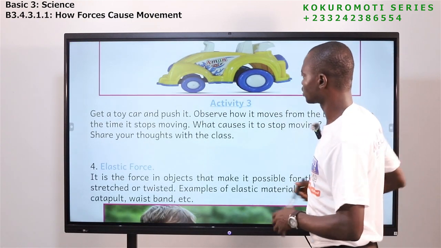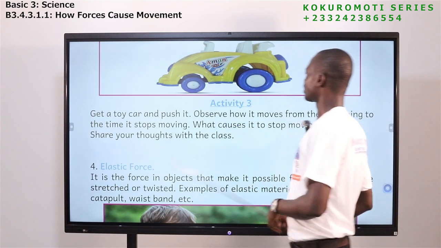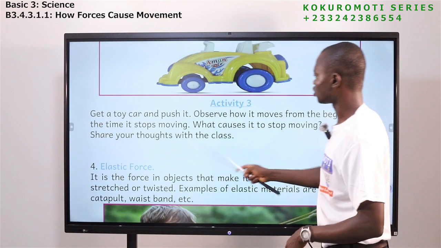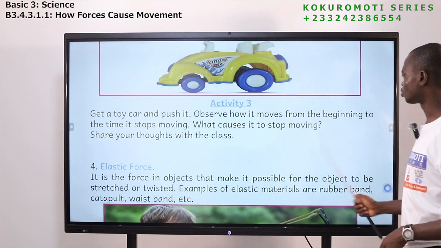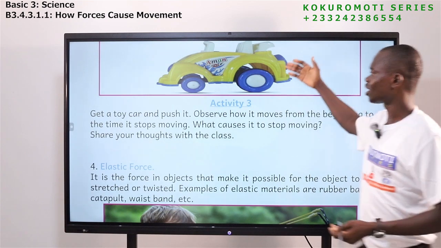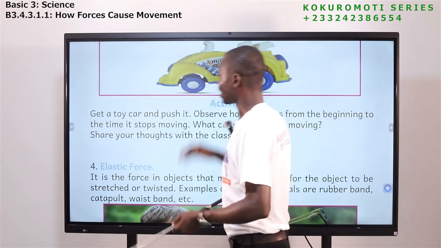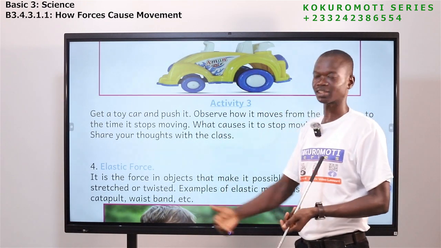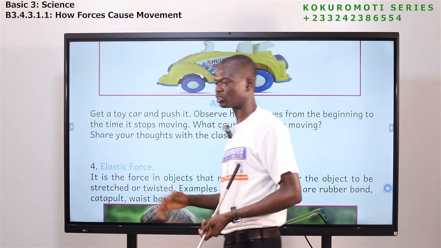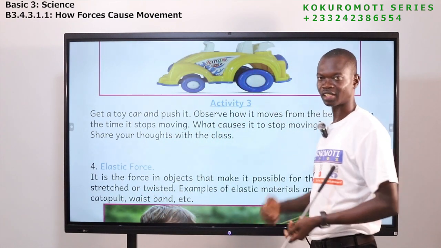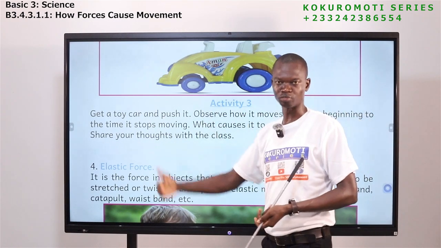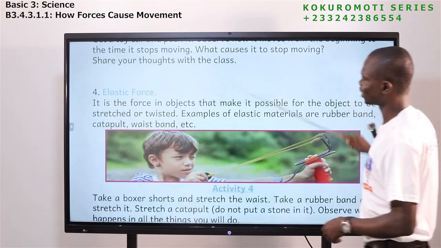Okay, so let's look at this activity. Get a toy car and push it. Observe how it moves from the beginning to the time it stops moving. What causes it to stop moving? Share your thoughts with the class. If you move this toy car, at the beginning it will be moving fast, but later on it will be slowing down and it will get to a point that it will stop. It's because of frictional force. It makes it difficult for the car to move. Okay, so the next one is what?